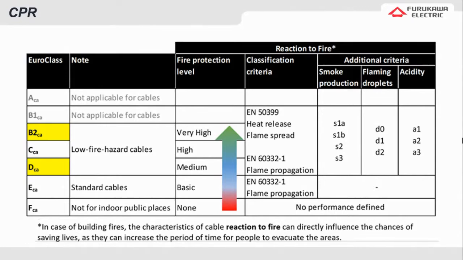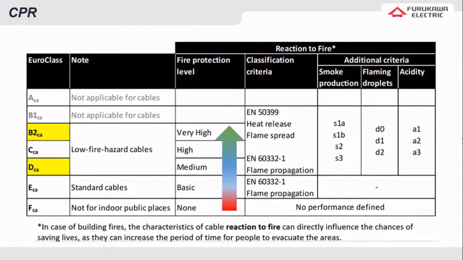CPR stands for Construction Products Regulation, and it's basically a classification system for construction products created by the European Union with the aim of proving the safety of buildings. Since cabling systems are designed to be installed permanently within residential and commercial buildings, they are subject to the CPR. So manufacturers are obliged to manufacture and market the products in agreement with the standards indicated in the CPR.